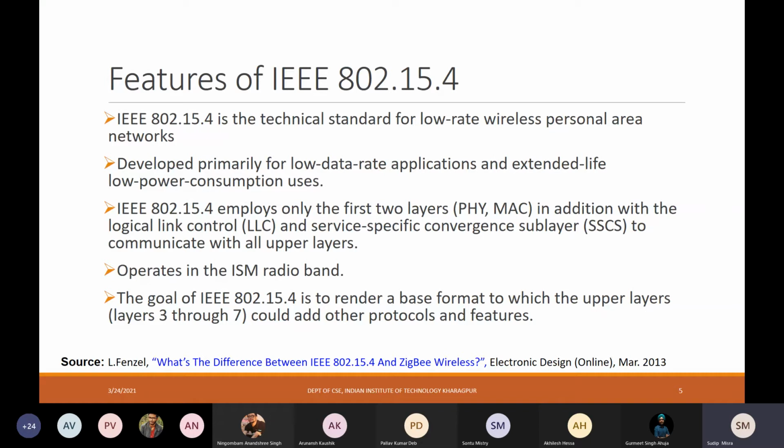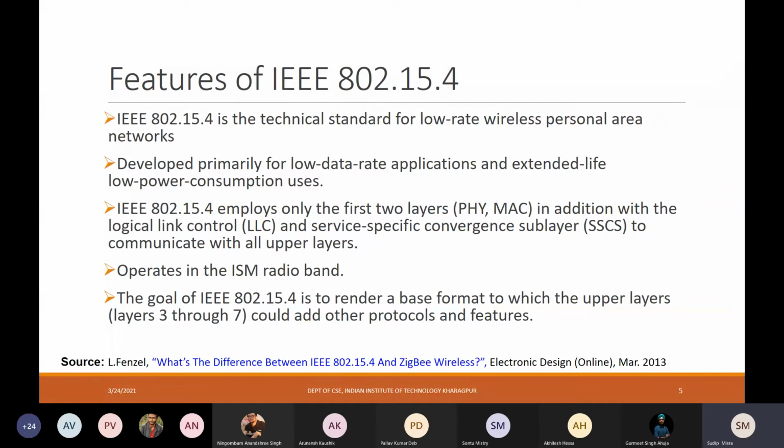Applications where the data rate is not very high, and where the reliability of data transfer is a paramount concern. 802.15.4 is a standard that gives specification for two layers. The first is the physical layer, the second is the MAC layer, in addition to the logical link control and the service specific convergence sublayers. All of these together help communicate the IoT sensors with all upper layers, right?